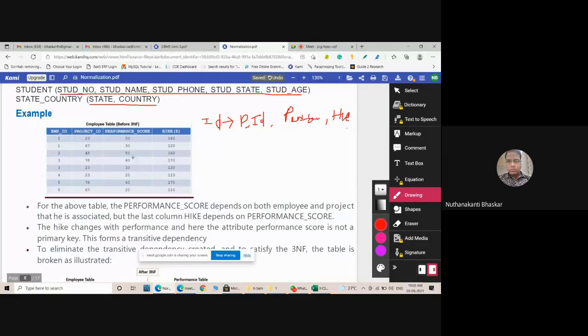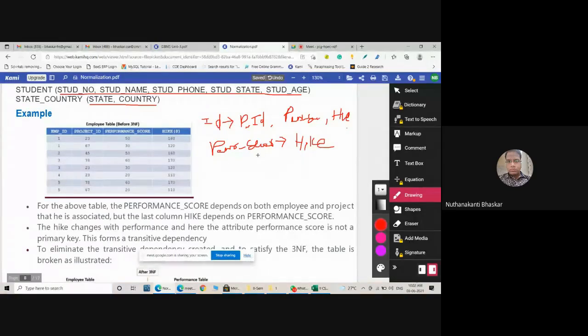But here, always the hike is depending on what? Performance score. Performance score determines hike. Again, it is a trivial dependency, right? Pseudo transitivity, that is called the pseudo transitive. Already you know. Right now it is again the trivial dependency.